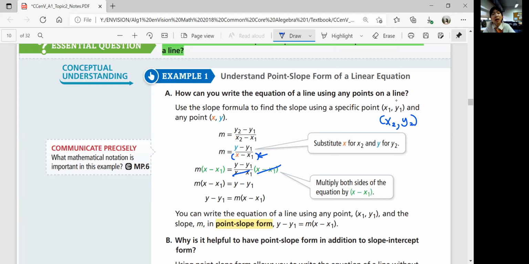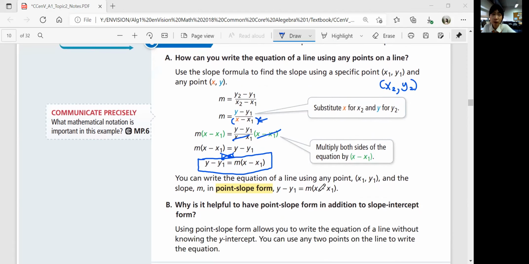So switching the sides, they're still equal to each other. Equations are the same if you flip the sides, it doesn't matter. So y minus y sub 1 should equal m times x minus x sub 1, and that is your point slope form. So if you have any point of a line, you can write a point slope form, given that your slope is given as well, okay?